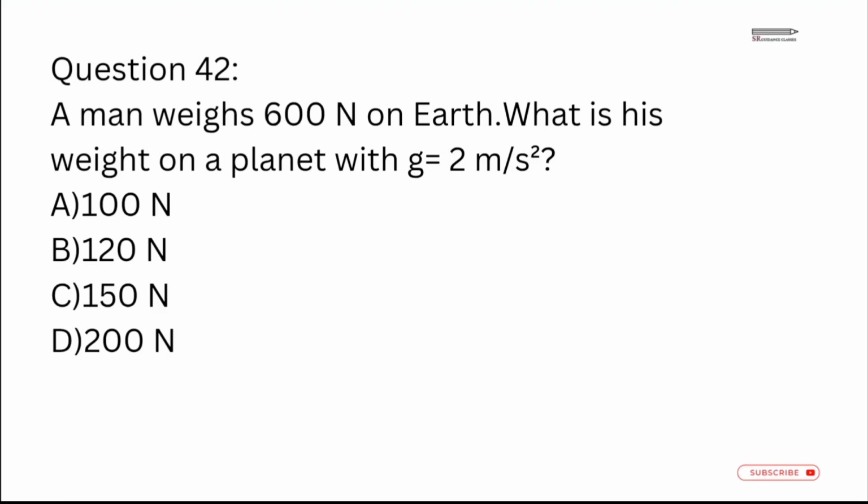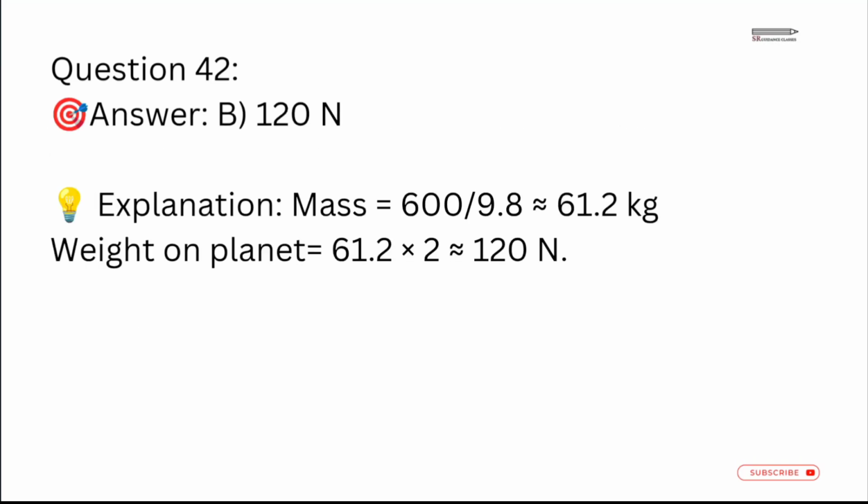A man weighs 600 Newton on Earth. What is its weight on planet with g 2 meter per second square? The correct answer is option B, 120 Newton.